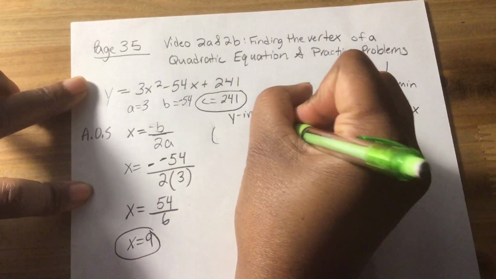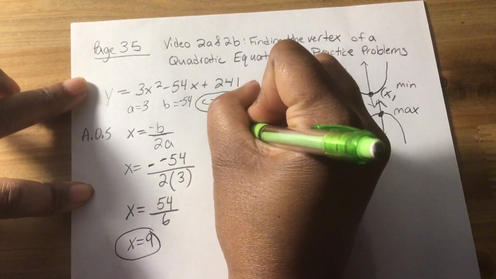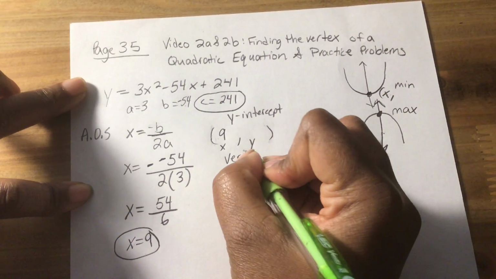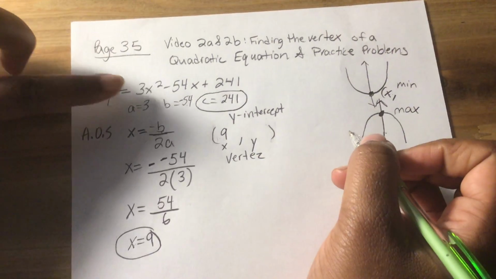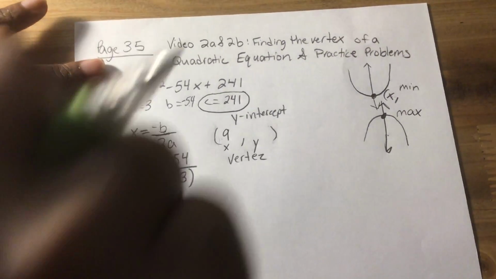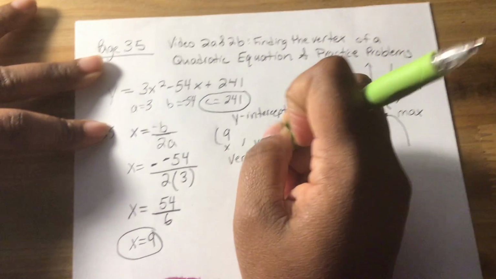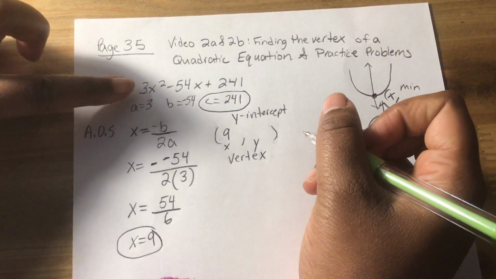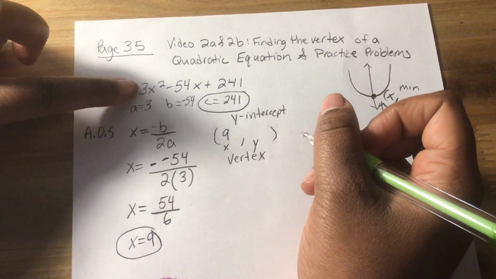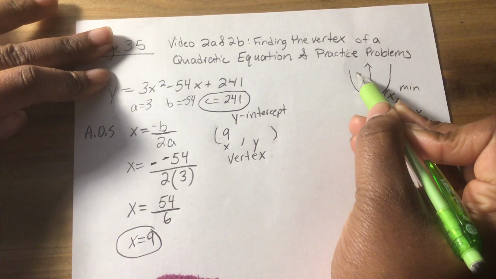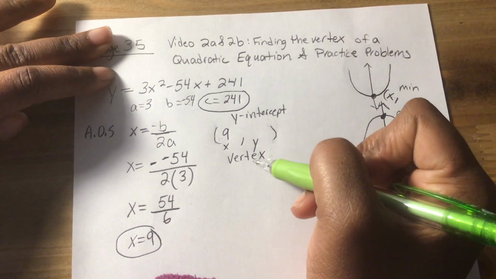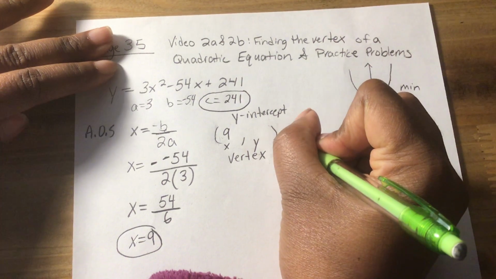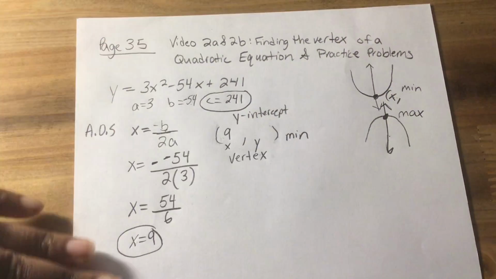We need to find the y value of our vertex. And remember again, since a is a positive number, our vertex is going to be the minimum. So it's going to be min. You know, guys, you know I'm not the greatest speller.